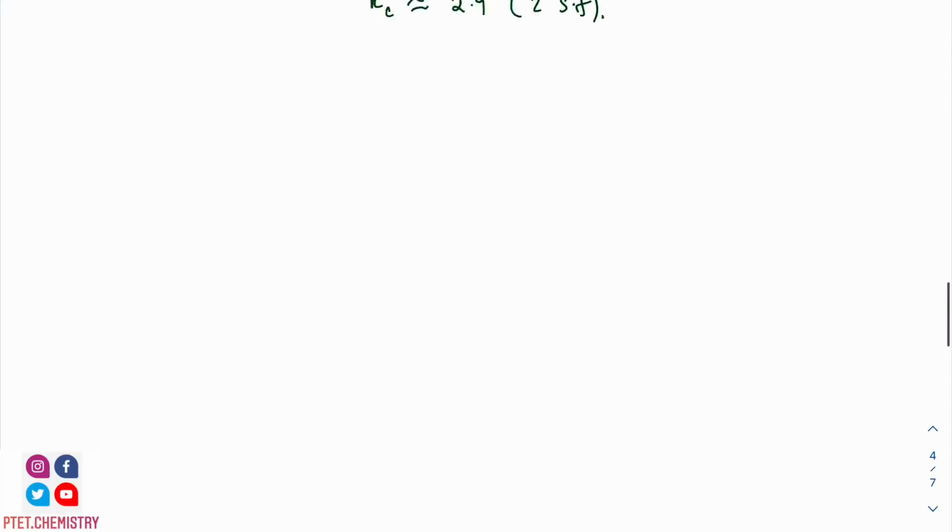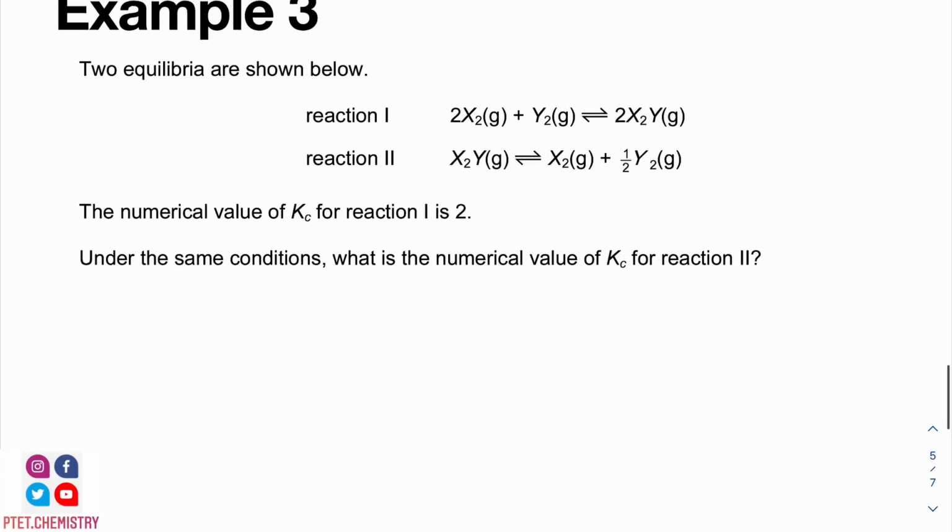All right, so moving on, example 3 is an algebraic expression kind of question. Okay, so it involves algebra. As you could see, the numerical value of Kc for reaction 1 is 2. So if that Kc is 2, they're asking what is the value for reaction 2. I hope you can see that here you are making x2y, you're making 2 of it. Here you are reacting the opposite way, and you have half of that equation. So how is it different?